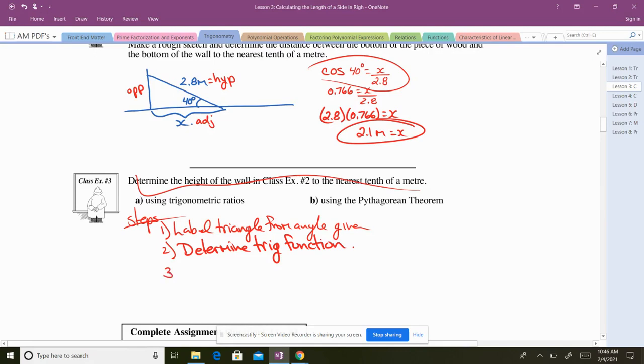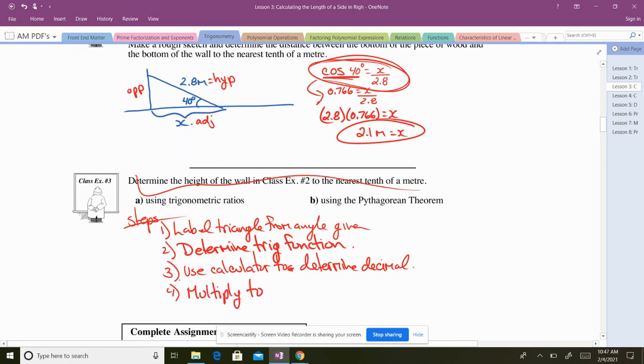And then the third one was what? After we had the trig function, we wrote our equation, then what did we do? So you converted the trig function to a decimal, right? So I'll say use calculator to determine decimal. And then the final one, what did we do? Multiply by the whatever. Multiply to find answer. There you go. Okay.